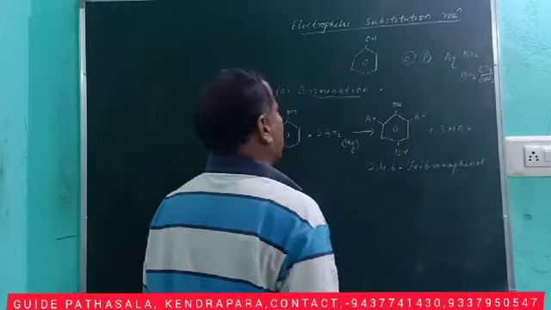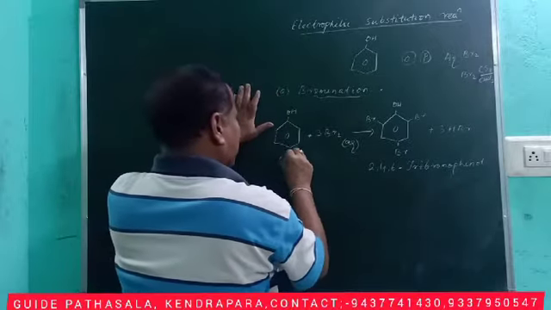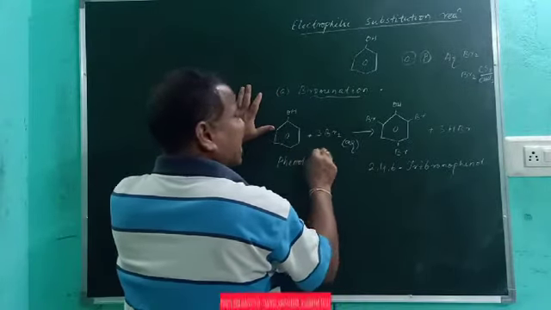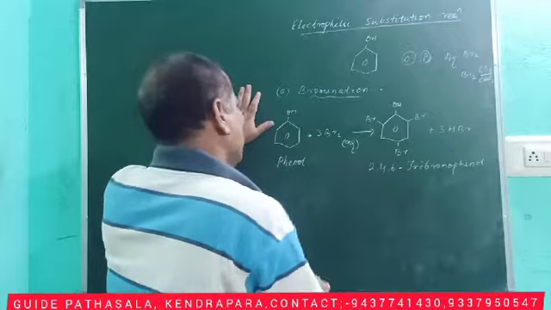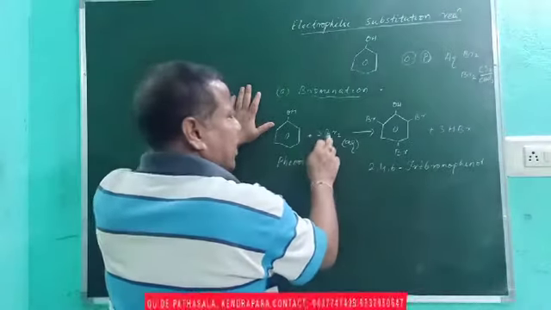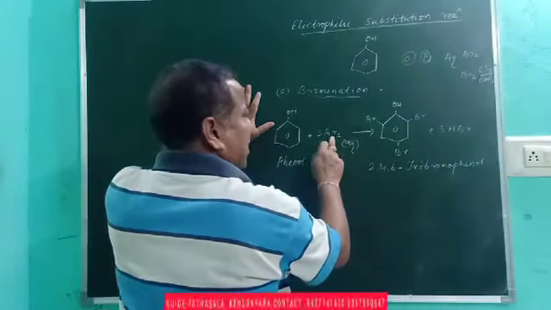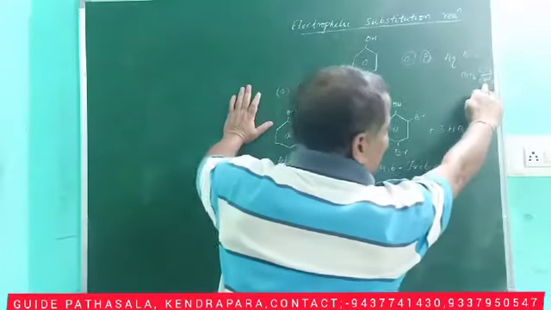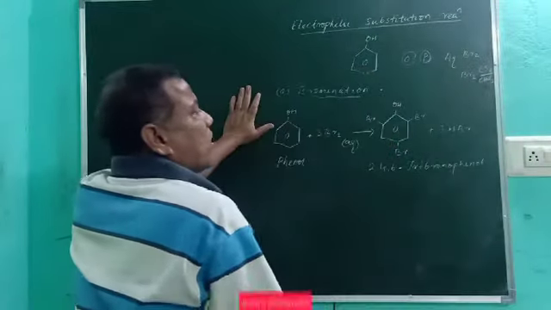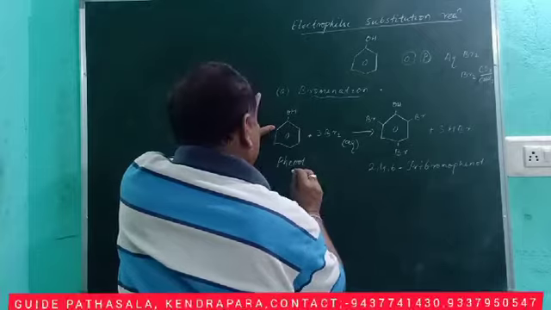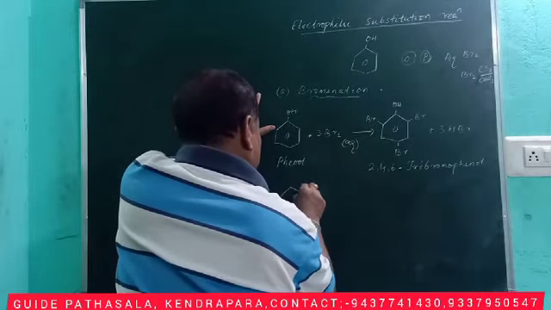When phenol reacts with a limited supply of bromine in presence of carbon disulfide or with chloroform, then a mixture of ortho and para-bromophenol is formed.